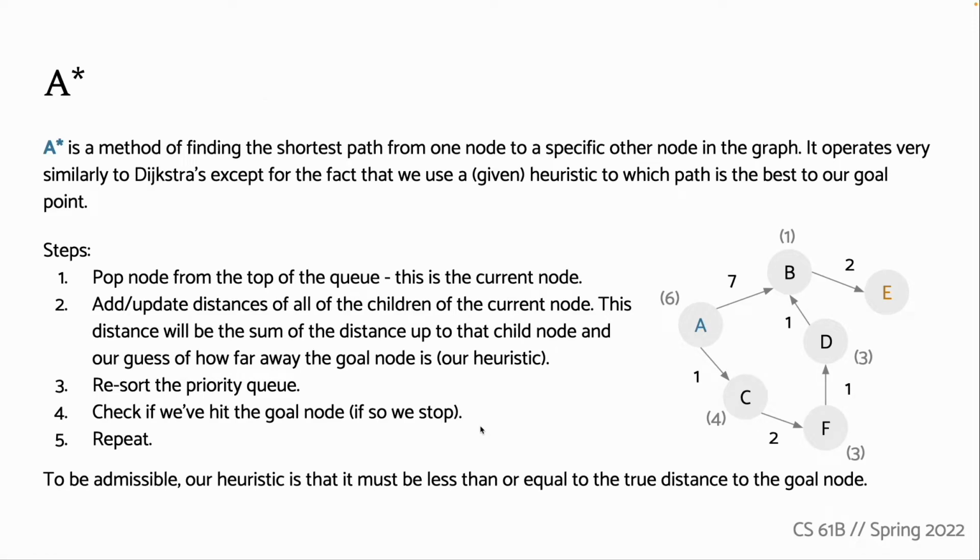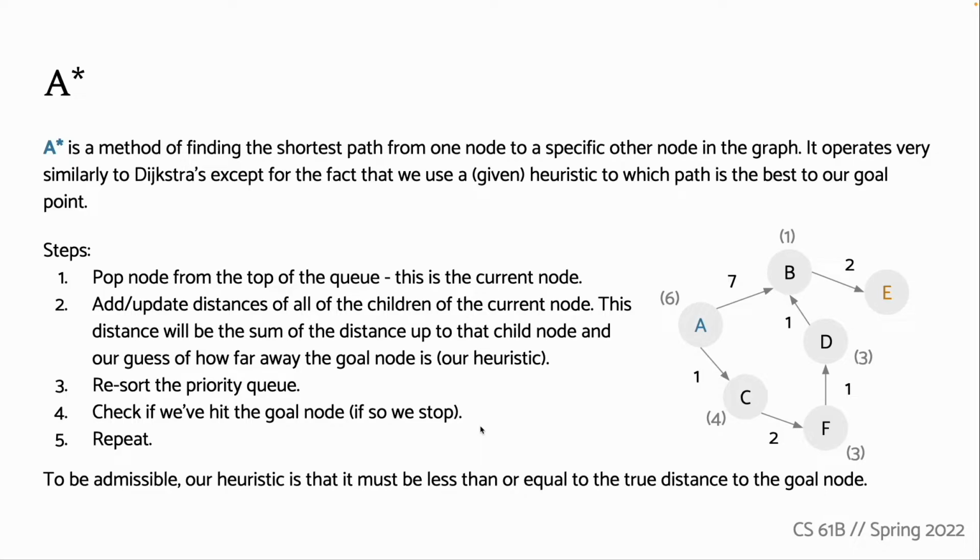A star, unlike Dijkstra's, is a method for finding the shortest path from one node to a specific other node. So Dijkstra's gives you the shortest path from one node to every other node in the graph. A star only gives you that shortest path from one node to a specific other node. Why might we do this? Well, for instance, let's say you want to drive from LA to New York. And on your map, the nodes are all cities, and the edge weights are just the distance between cities, how much time it will take to drive between those two cities.